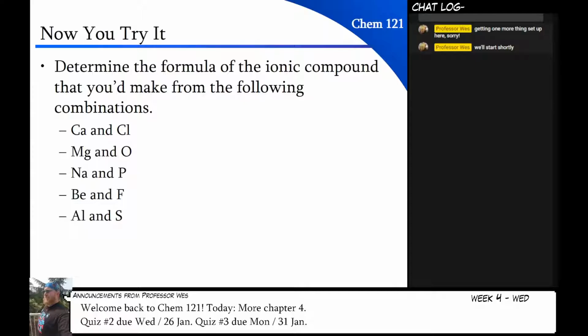Now, lab number 2 is... Oh, I should probably capture it. Hold on. Let's do that first.